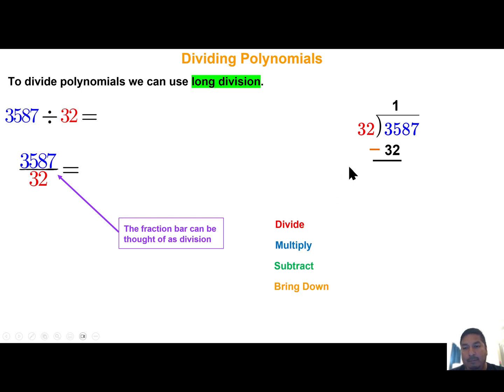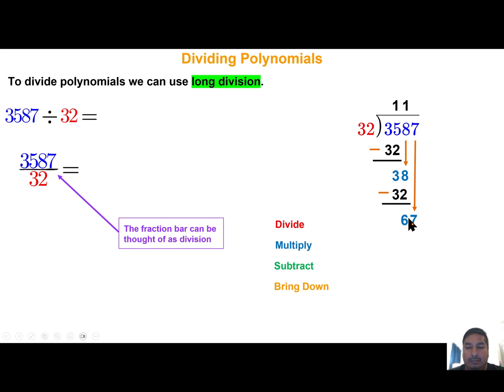So if we go back, we divide 35 by 32. So 32 goes into 35 one time. We multiply, then we subtract, and then we bring down the next number. And repeat the process, so we divide again. So 32 goes into 38 one time. We multiply by 32, then we subtract. It's going to be 6, and then we bring down the 7.